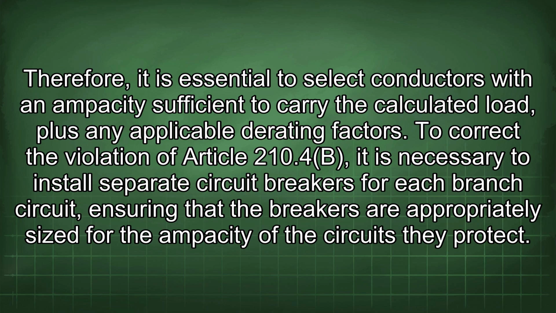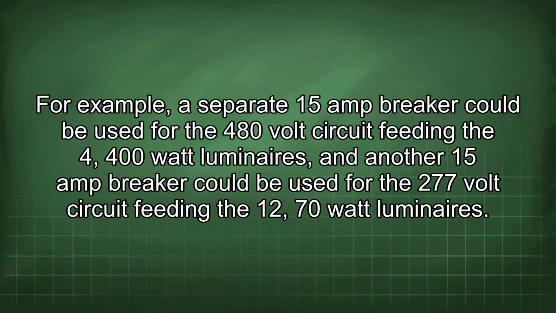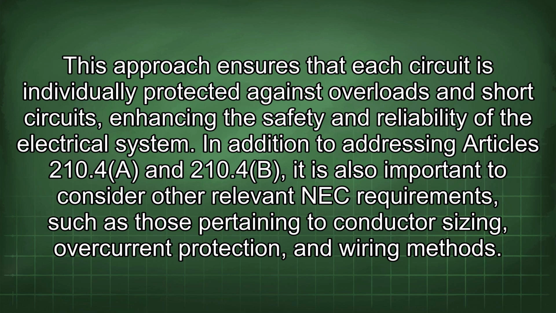To correct the violation of Article 210.4b, it is necessary to install separate circuit breakers for each branch circuit, ensuring that the breakers are appropriately sized for the ampacity of the circuits they protect. For example, a separate 15-amp breaker could be used for the 480-volt circuit feeding the four 400-watt luminaires, and another 15-amp breaker could be used for the 277-volt circuit feeding the 12 70-watt luminaires. This approach ensures that each circuit is individually protected against overloads and short circuits, enhancing the safety and reliability of the electrical system.